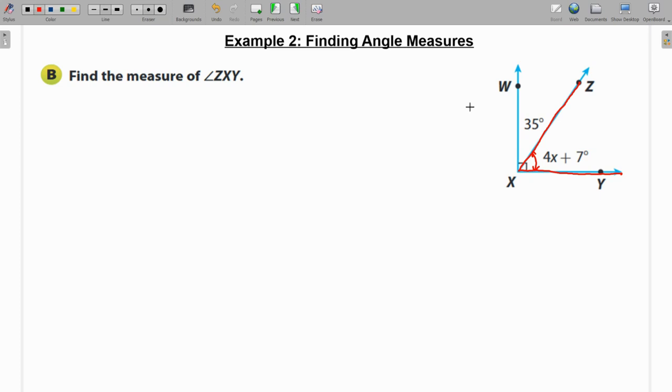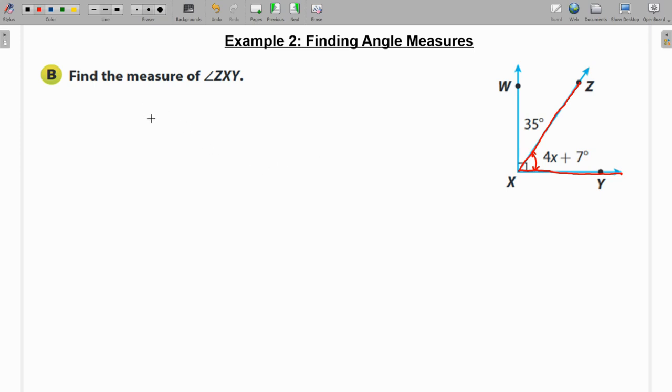Now, hopefully what you also notice here is that we have another angle, which is WXZ, following those points right there. It's this angle here, which is labeled as a 35-degree angle. Now, the combination of angles ZXY and WXZ is equal to, as it says right here with this little box, a 90-degree angle. So what we have are two complementary angles to each other.